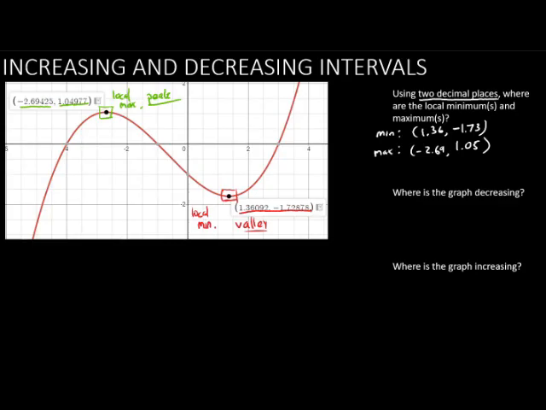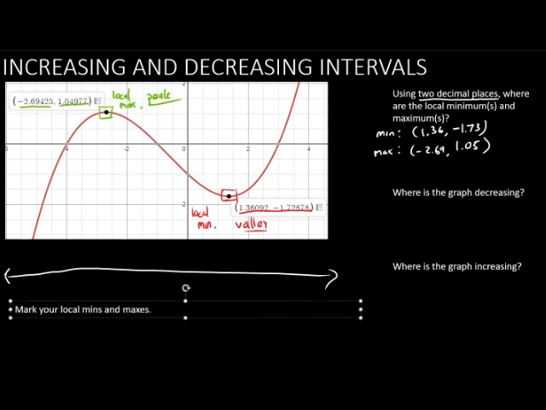Now to find the increasing and decreasing intervals, we're going to draw another picture with a number line. On that number line, we are going to mark our local mins or local maxes. You may have more than one local min or more than one local max on your graph if you have a more complicated one. That's all right, just make sure you mark all of them. Based on the location of the local mins and maxes, we are going to split that number line up into regions.